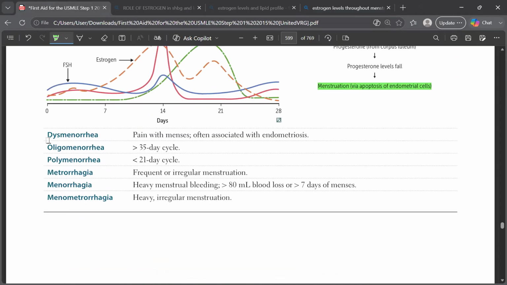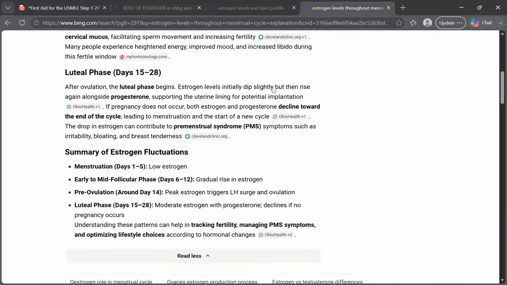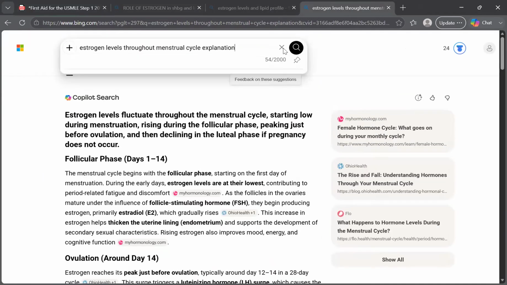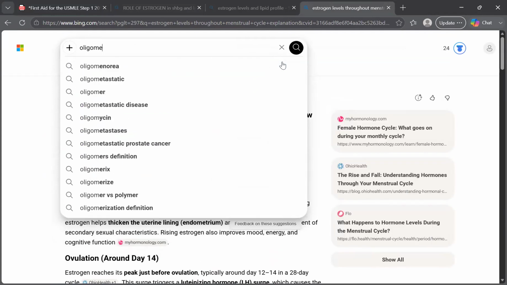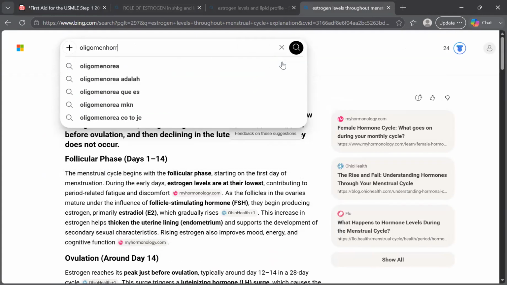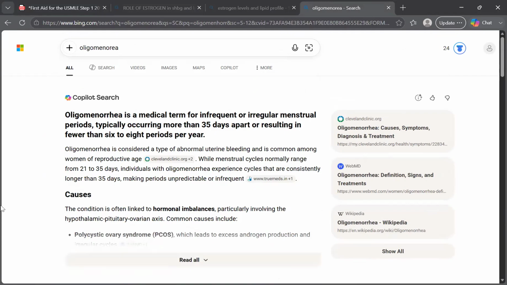So there are some terms such as dysmenorrhea, which is pain with menses, often associated with endometriosis. Oligomenorrhea is a greater than 35-day cycle. Oligo means many, I feel like long. What does oligo mean? Oligomenorrhea: infrequent or irregular menstrual periods, and it's common among women of reproductive age.